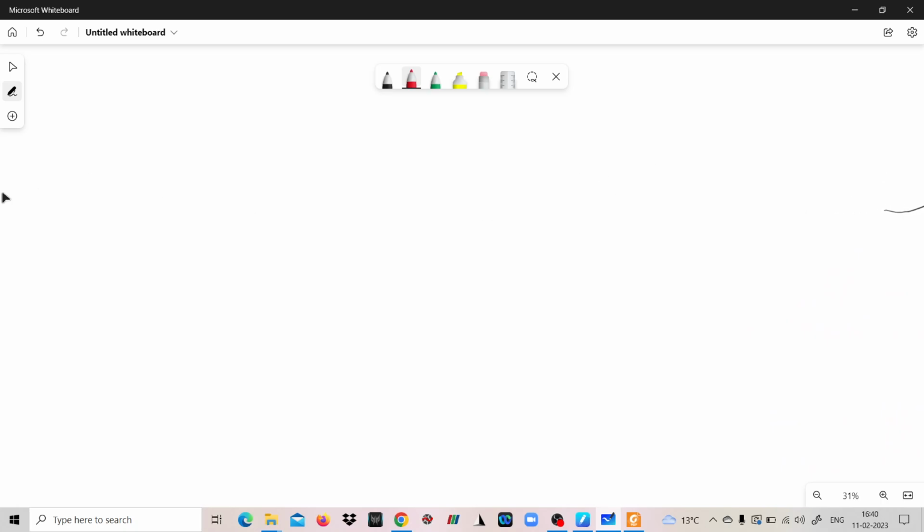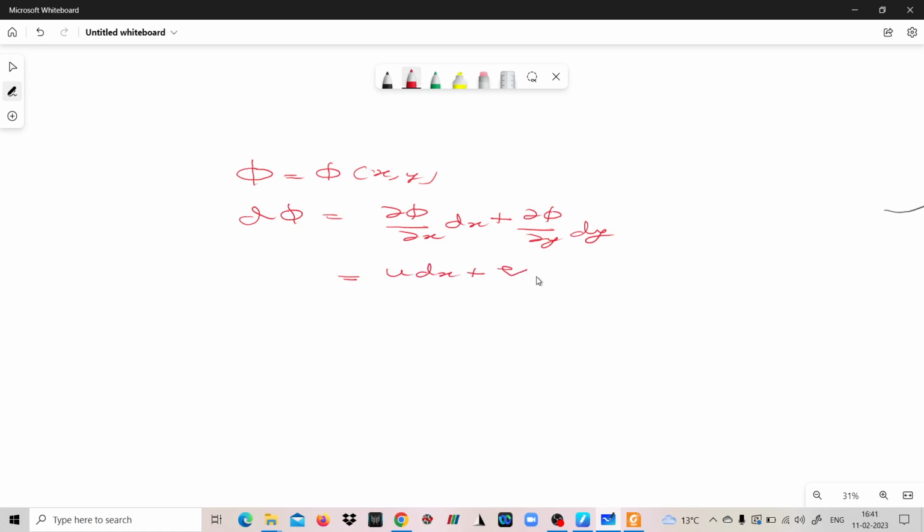Okay, so in order to prove that, let us consider a potential function phi, which is a function of space, say two-dimensional space, x and y. So the total derivative d phi will be equal to del phi by del x dx plus del phi by del y dy. Now, what is del phi by del x? It is u. What is del phi by del y? It is v. So, d phi is equal to u dx plus v dy.